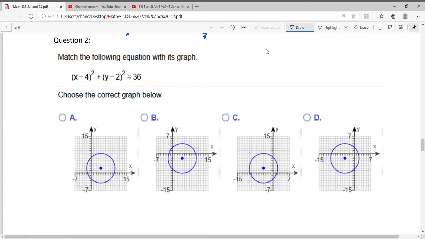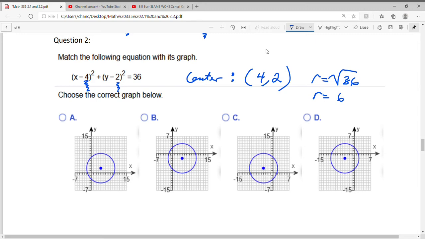In question 2, let's match the following equation with its graph. I am going to read off the center. The center, again, is our (h, k), which has to be positive 4 and positive 2. Our radius is going to be the square root of 36, and that is equal to 6.